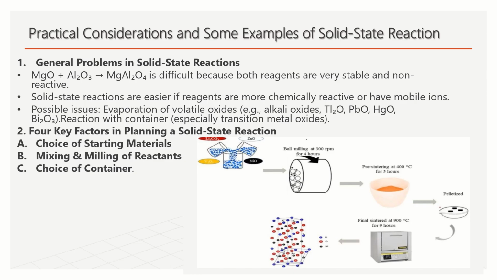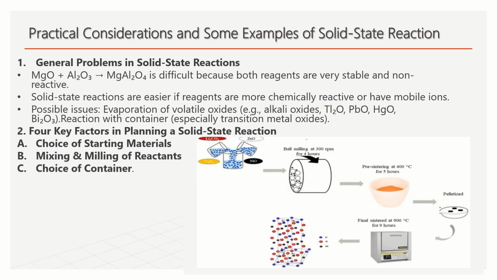Solid state reaction becomes much easier when at least one of the starting materials is more reactive or has ions that can move easily. But when both are stubborn, like MgO and Al2O3, everything slows down. Apart from low reactivity, we can face other issues too. Like some reactants may evaporate during heating, for example alkali oxides, PbO, bismuth oxide, mercuric oxide, and some materials may attack the container and react with it, especially those containing transition metals. But with careful planning, we can manage or avoid these problems.